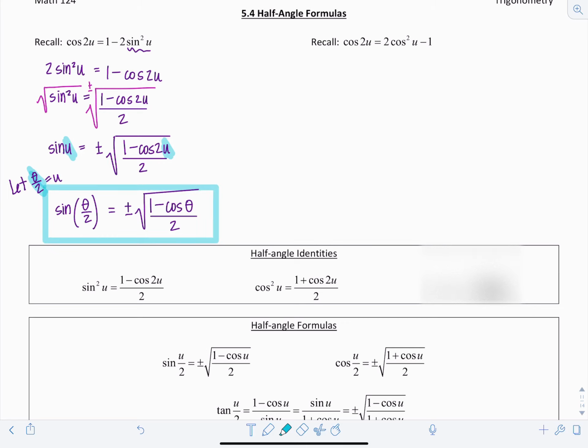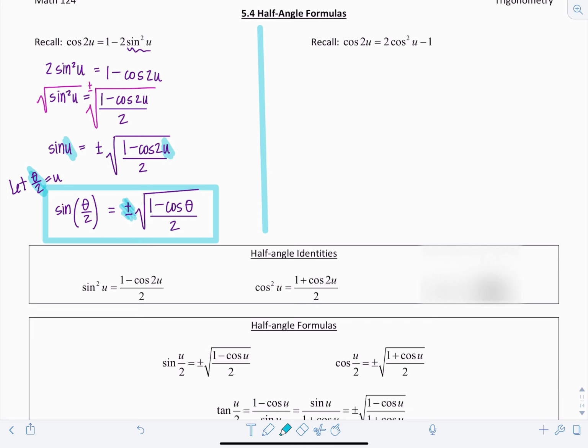Okay, so theta would be the angle that is typically known from the unit circle, or a common angle, and theta over 2 is the one that you're trying to figure out. Whether or not it's positive or negative depends on the quadrant in which theta over 2 is. So keep that in mind when you're trying to decide at the very end, or you can decide up in the beginning of the problem, depending on the information that's given, whether or not you're going to use the positive or negative.